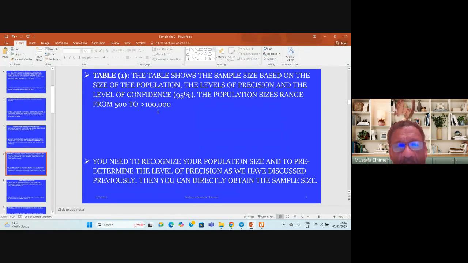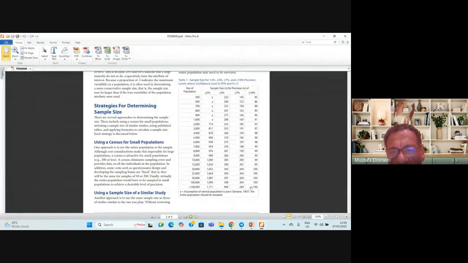Table 1 shows the sample size based on the size of the population and the levels of precision, with a level of confidence of 95%, and the population sizes range from 500 to more than 100,000. So you need to know your population size and then predetermine the level of precision as we have discussed previously. And then you can directly obtain the sample size by referring directly to the table. In Table 1, we can see that we have the population sizes here from 500 up to more than 100,000.